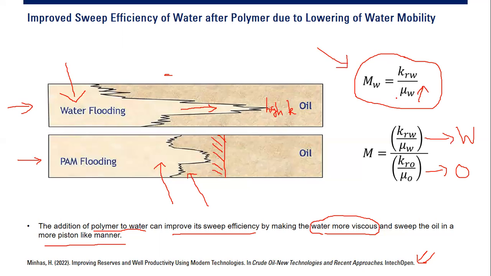So by adding polymer, you increase the viscosity of your injected fluid or injected water. And by increasing the viscosity, you lower down the mobility of water. Okay, and by lowering the water mobility, you improve the mobility ratio so that you can have more piston-like injection, more piston-like sweep, more piston-like displacement, which will result in improved sweep efficiency. And of course, higher sweep efficiency leads to greater recovery factor.